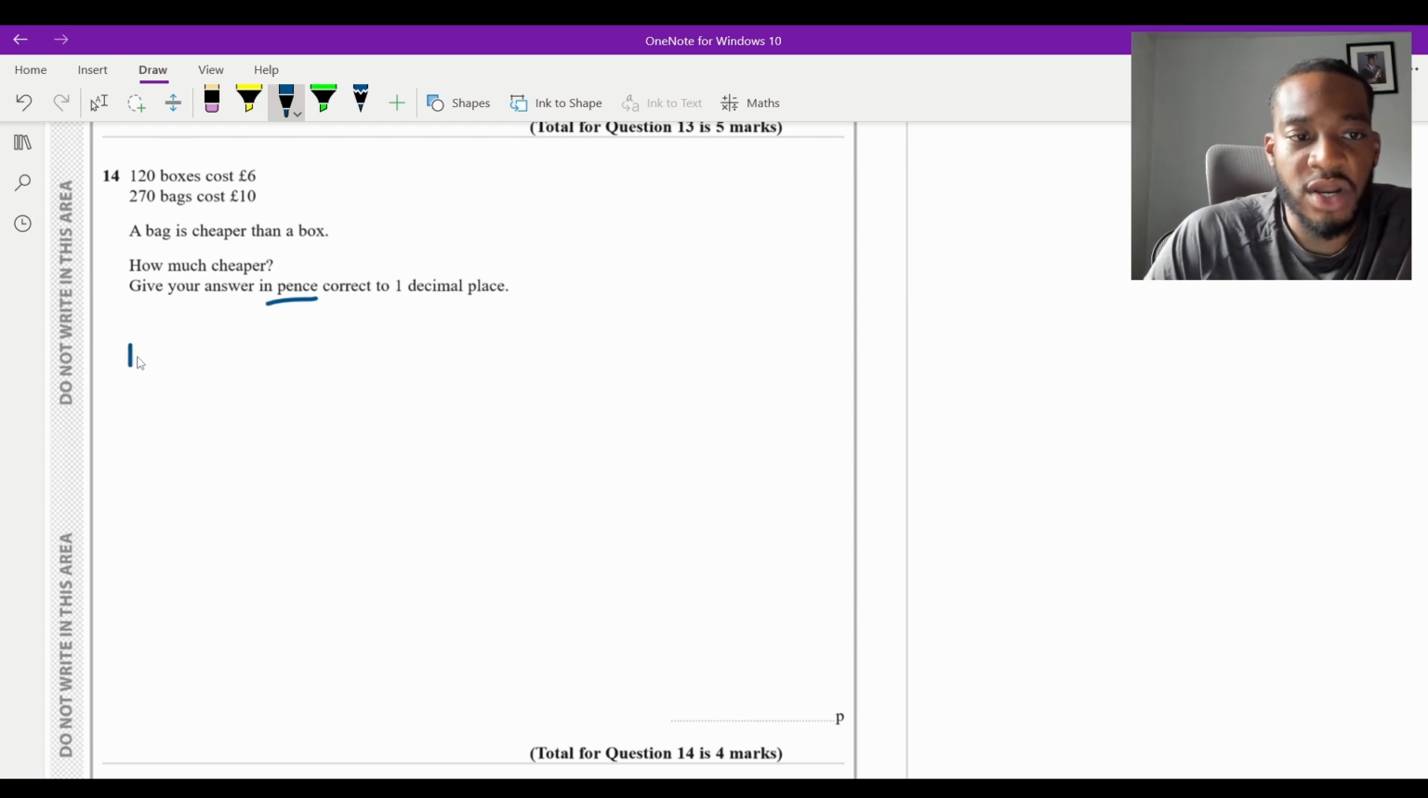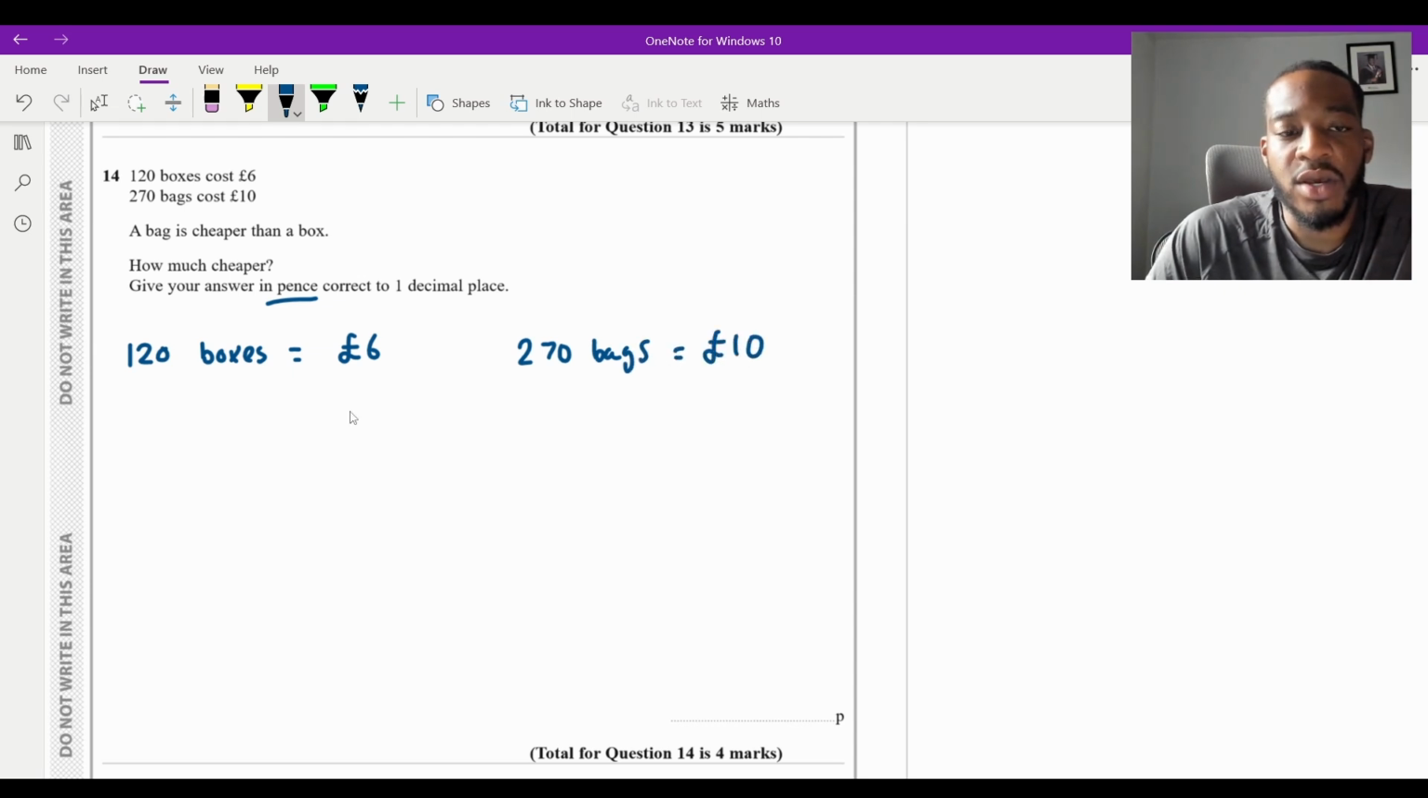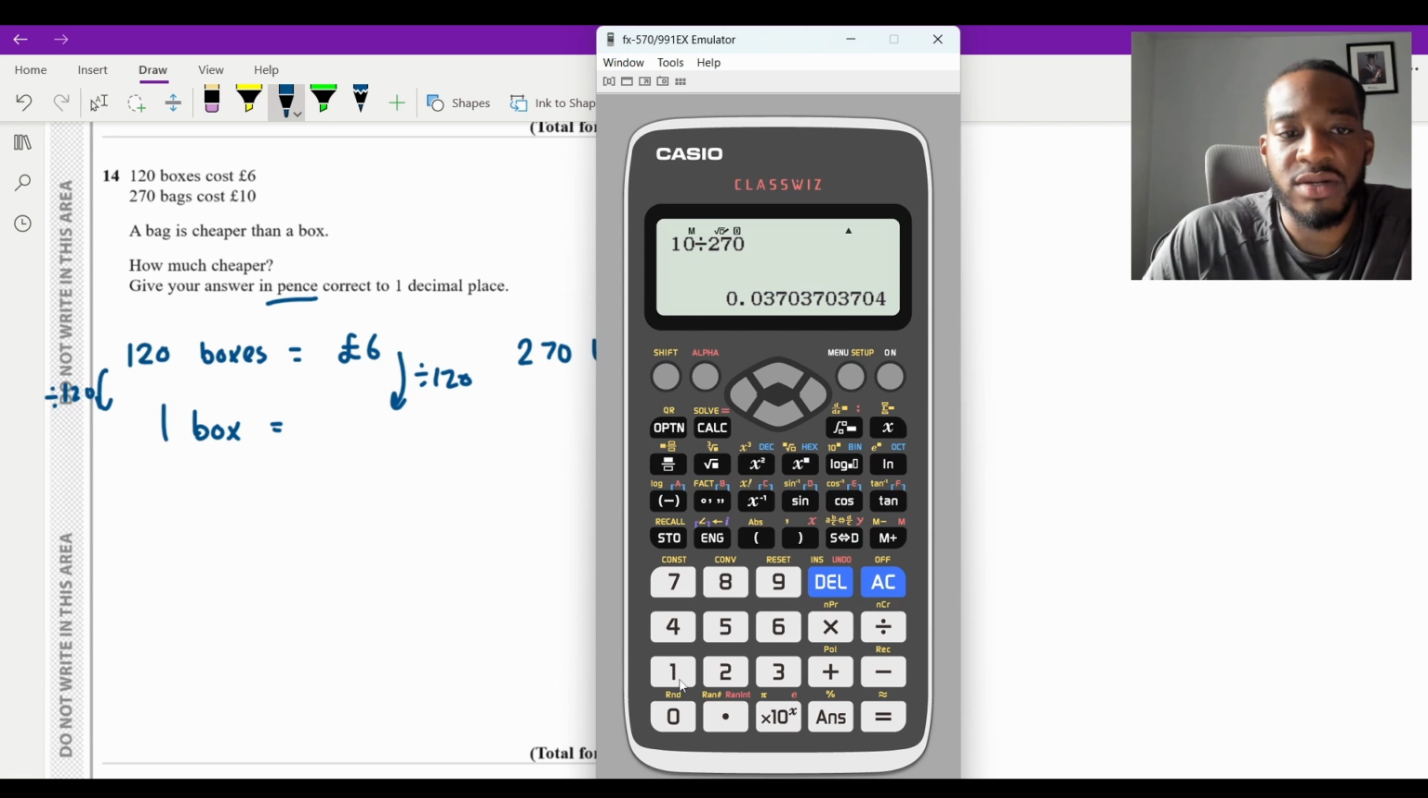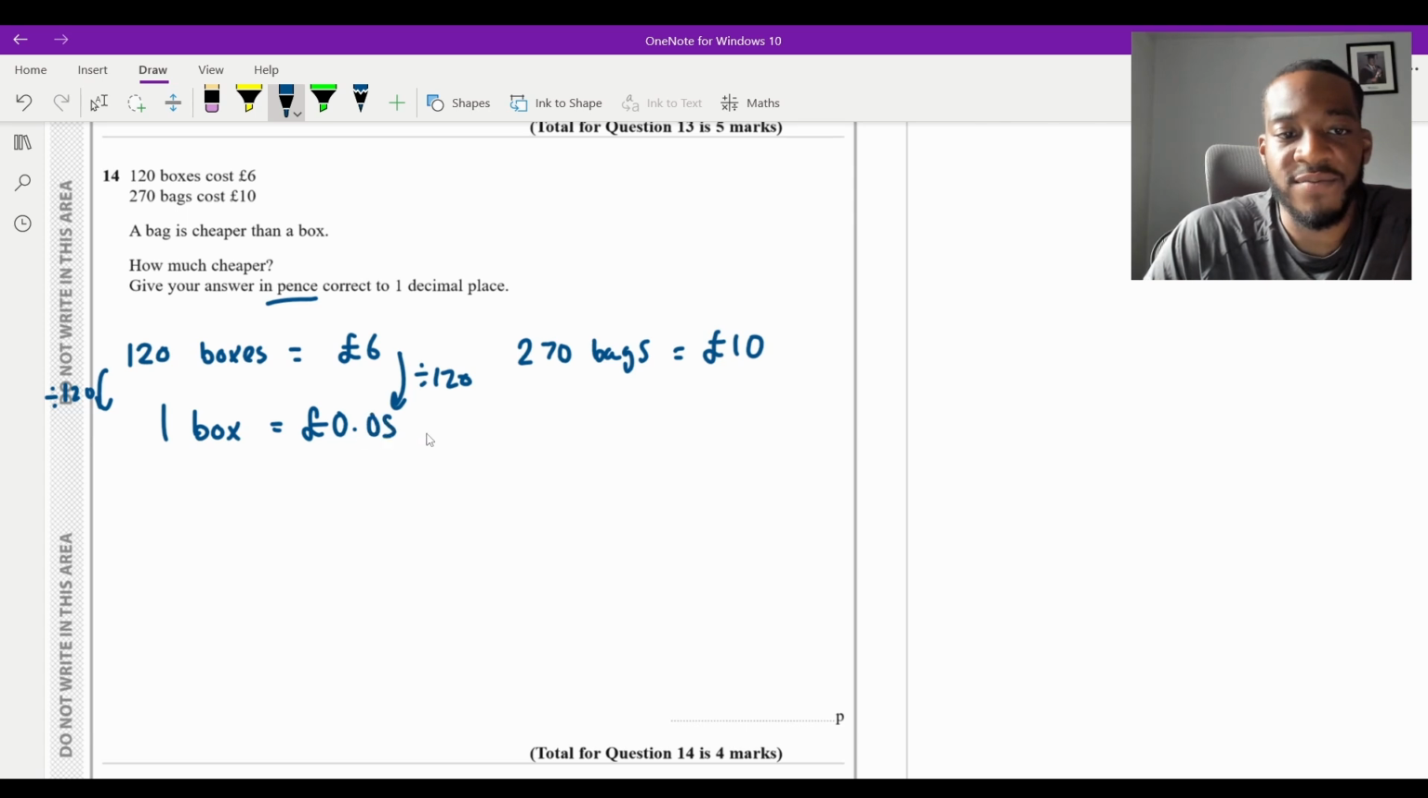So I'm going to write 120 boxes is equal to £6. And I'm going to write 270 bags is equal to £10 here. Now I'm going to work out the cost of a single box and a single bag to compare them. So I'm going to put one box here, and this is going to equal, I'm going from 120 to 1. That means I need to divide both sides by 120, don't I, to get the cost of one box. So I'm going to get my calculator here. I'm going to do 6 divided by 120. And that gives me 1 over 20, which is 0.05. So that's going to be 0.05 here, right?